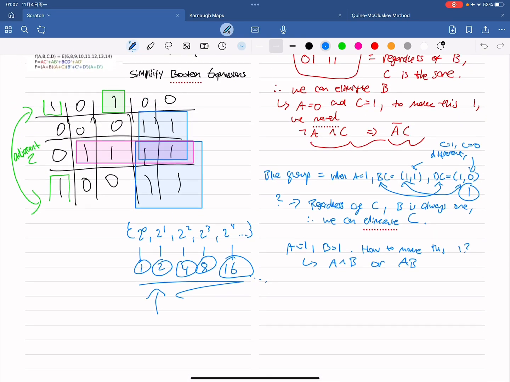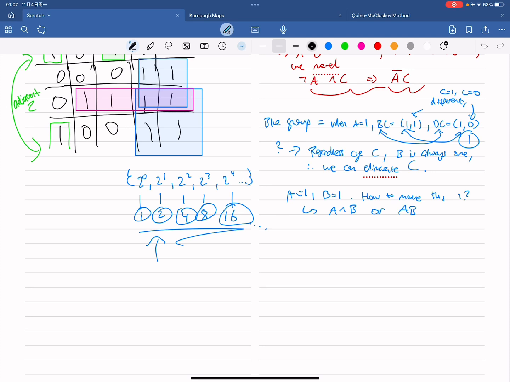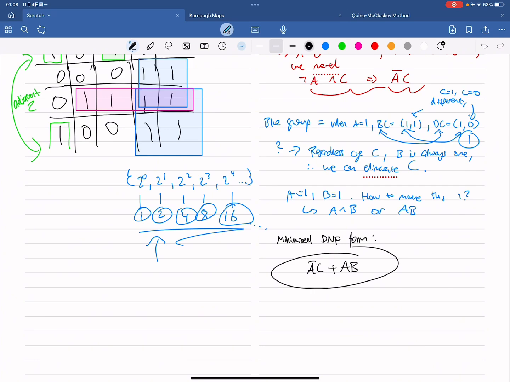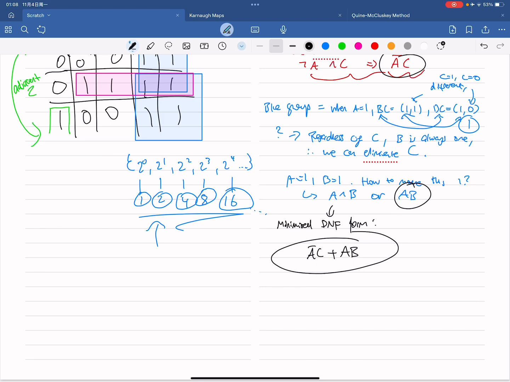So, with these in mind, let's write them out again. We'll use the DNF form. So minimized DNF form is AC plus AB. And that's our answer. We just have these two values and we plus them together because that is the rule of the disjunctive form.